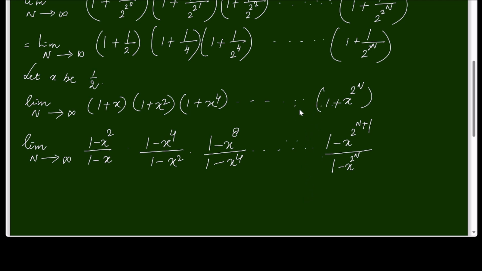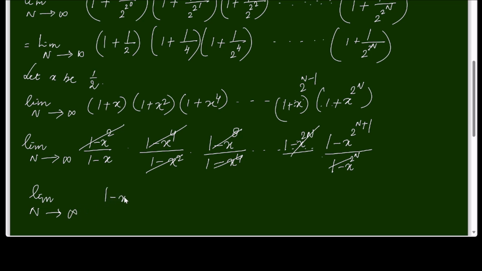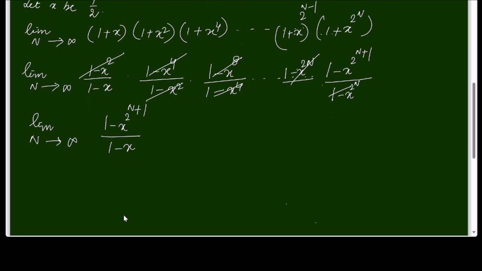What will be the last but one term? It will be 1 plus x to the power 2 power n minus 1. So here by conjugate, I'll get 1 minus x power 2 power n. So you will find that each term is cancelled, leaving the first denominator and the last numerator: 1 minus x to the power 2 power n plus 1 over 1 minus x. So this is the telescopic product.